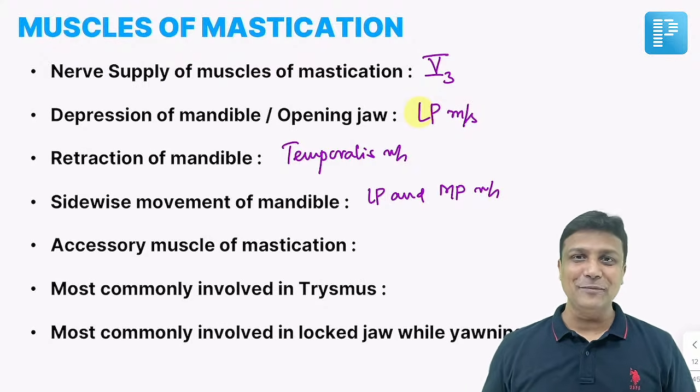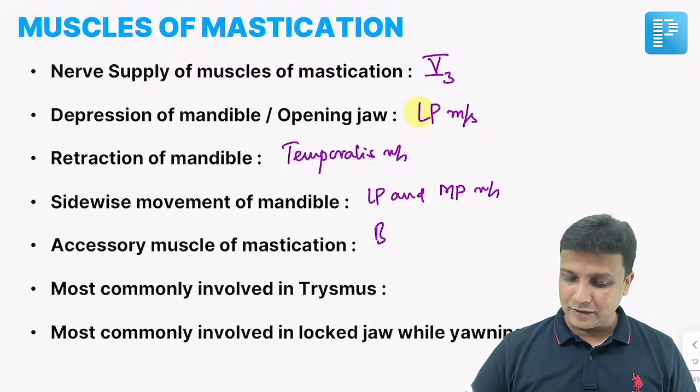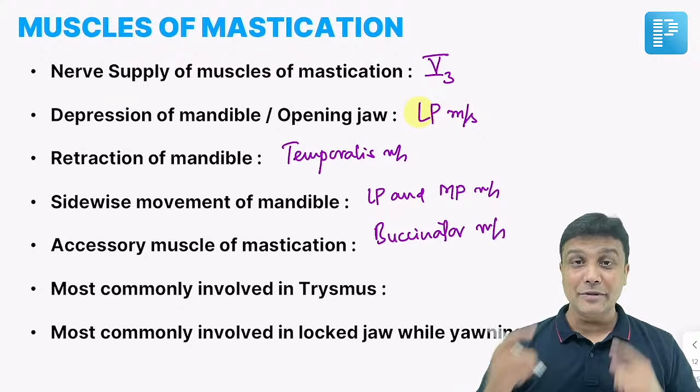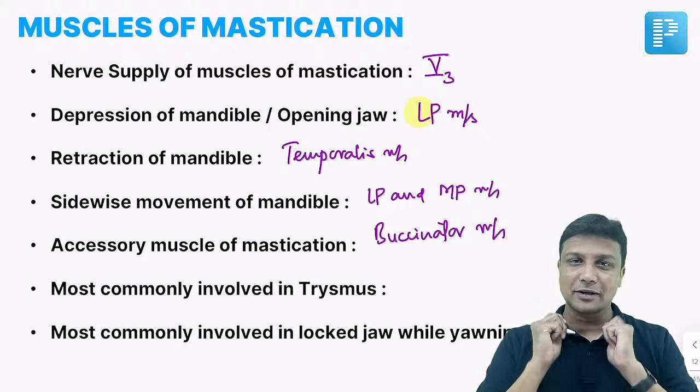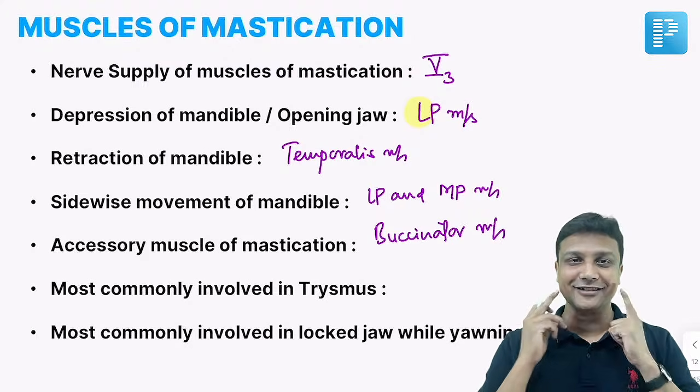Now the accessory muscle of mastication. Even this was asked in the exam. And this one here will be the buccinator muscle. The accessory muscle of mastication is the buccinator muscle, which is present in your cheek, and that is helping in blowing the cheeks here. Something like this, you know.